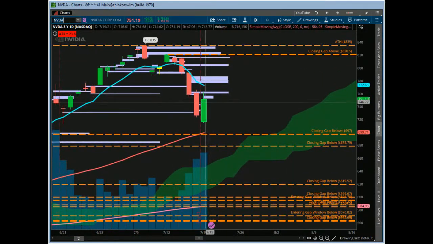Usually after a split, we go up for a day or two, and then after that it tends to see some down move. Doesn't mean it's going to happen, but it does tend to be the trend. So something to keep an eye on there.